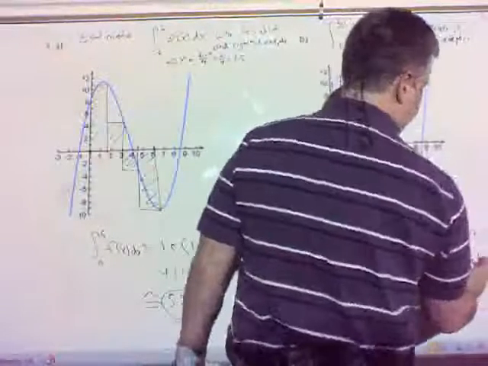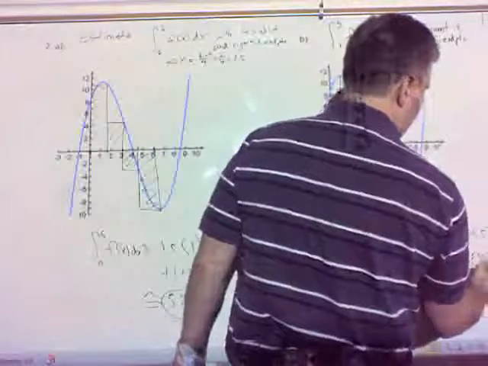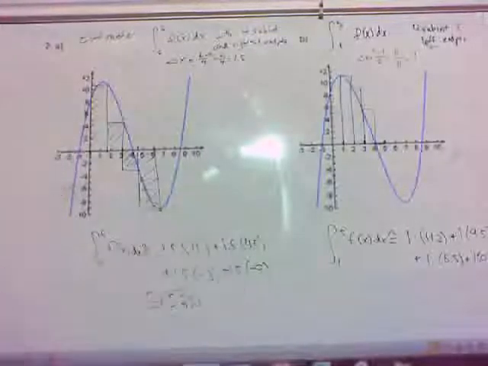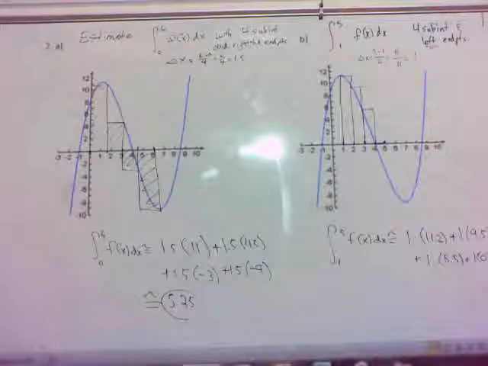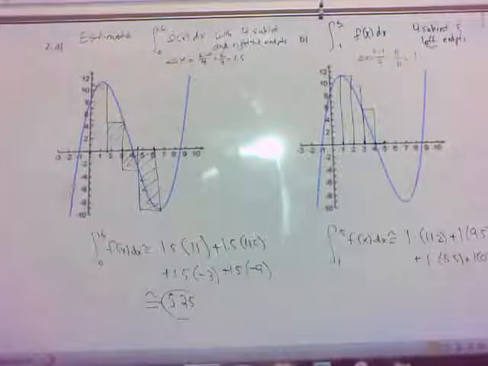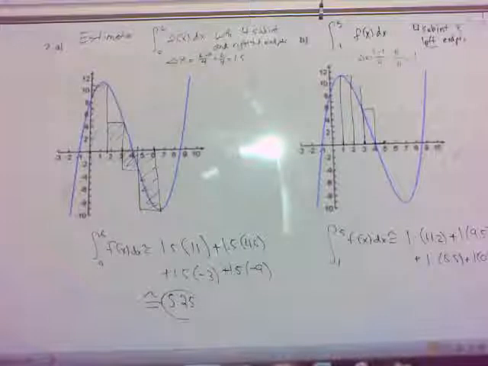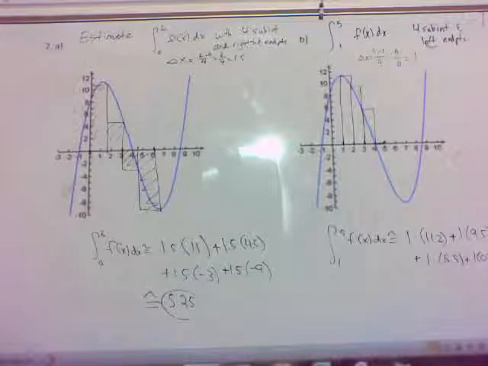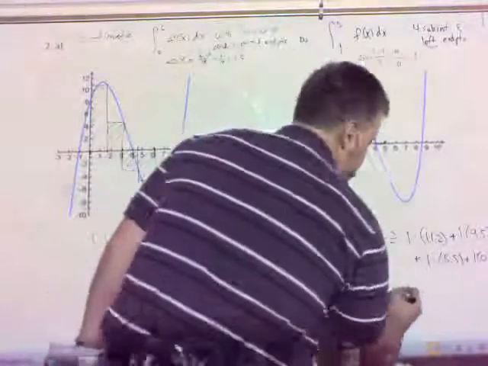Okay. All right. What do you got there? So basically, it's 11.2, 9.5 and 5.5. So using the left-hand endpoints, the negative part doesn't even show up. That's okay. 26.2. Yes, thank you. So this integral is about 26.2.